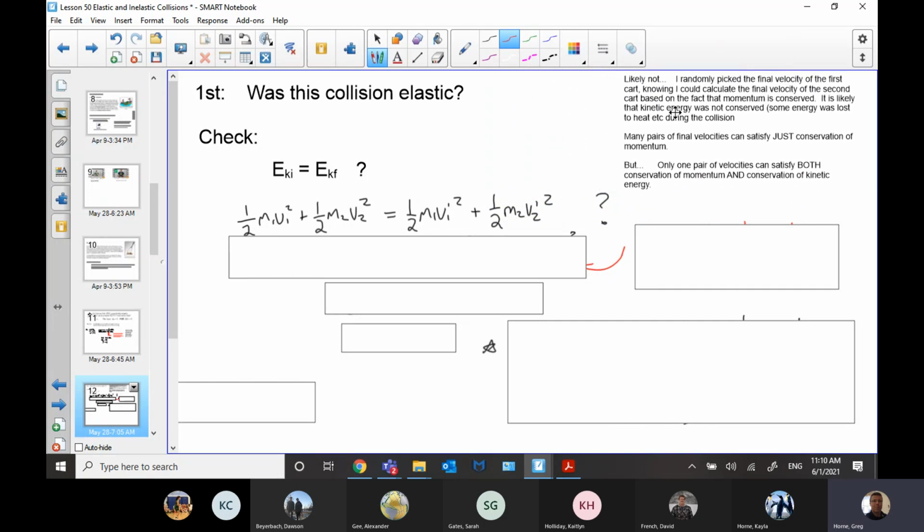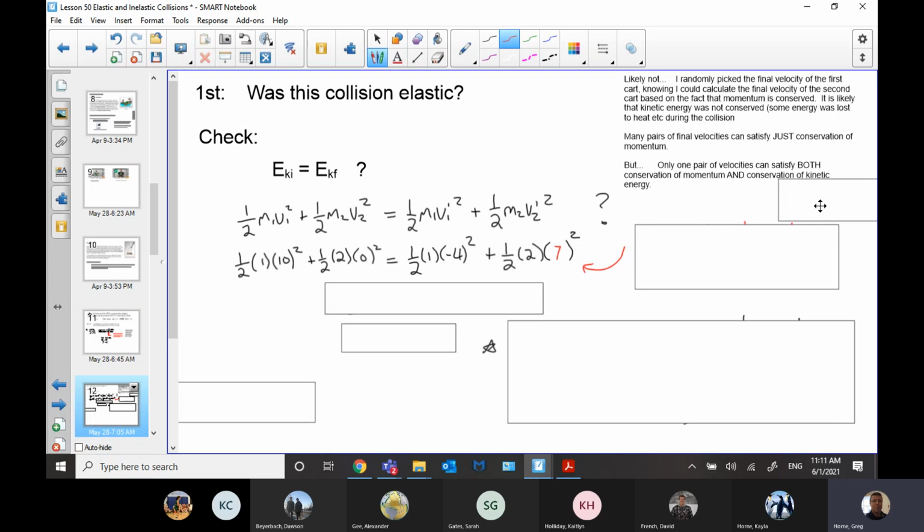So what I'm saying there is it likely wasn't elastic, because I randomly picked a final velocity for the first card, knowing I could calculate the corresponding velocity from conservation of momentum. It's likely that I didn't pick the particular pair of values that satisfies both momentum and kinetic energy. But honestly, when I was planning this lesson, I didn't know, so I was just checking.